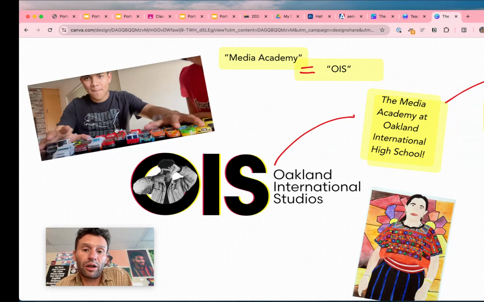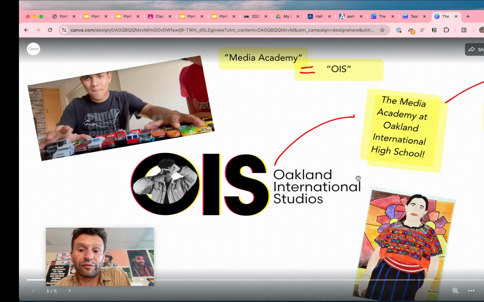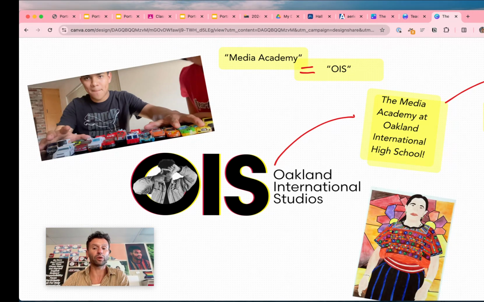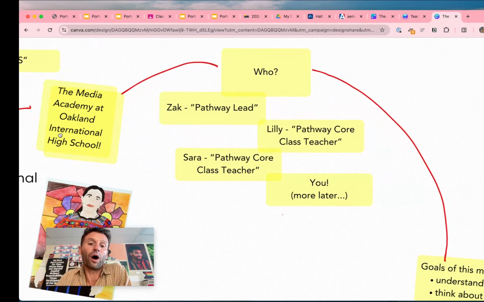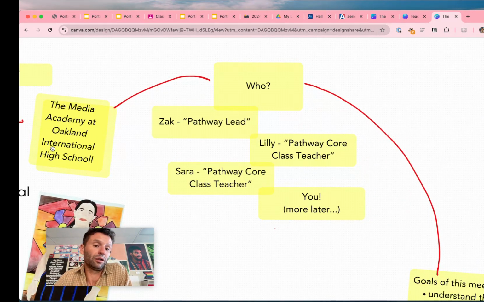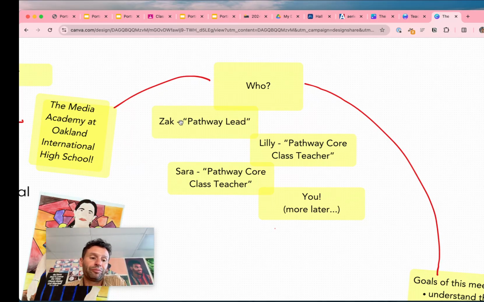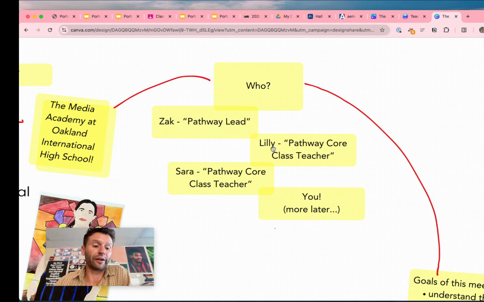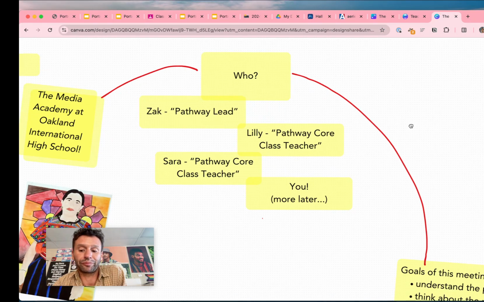When we're talking about the Media Academy, we are talking about Oakland International Studios and vice versa. Oakland International Studios is the name of our Media Academy at Oakland International High School. Who are we talking about? We're talking about me. My role is called the Pathway Lead. Lily is a Pathway Core class teacher, and so is Sarah. And then everyone else has a potential role in this too, as I'll explain.